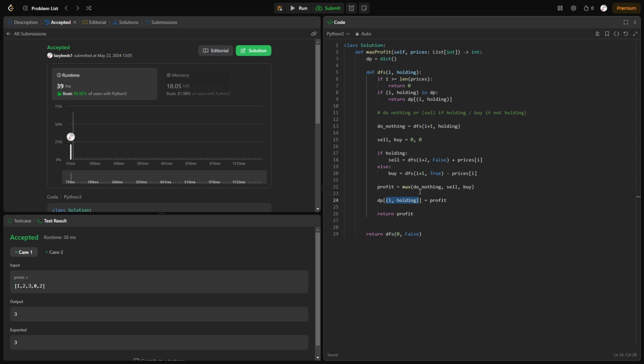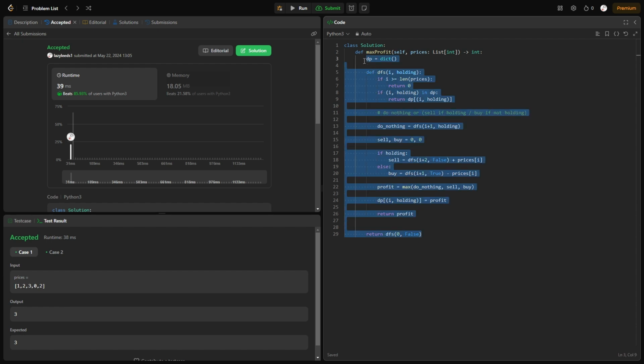So alternatively, there's another approach that is a bottom-up approach, and that's going to be a little bit more complicated to understand, but it doesn't require the two-dimensional space we have here. We have 2D space because we have the variable I as well as holding. So those are two different parameters. So there's another 1D approach, and I'll cover that really quickly here.